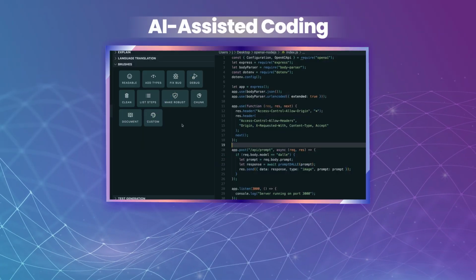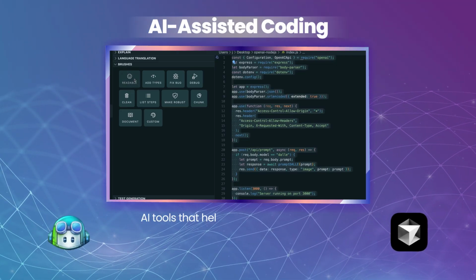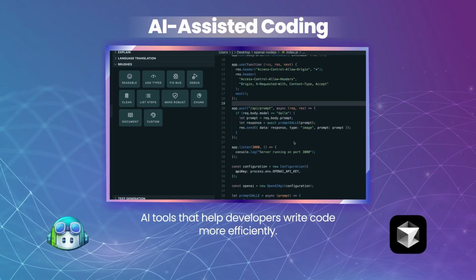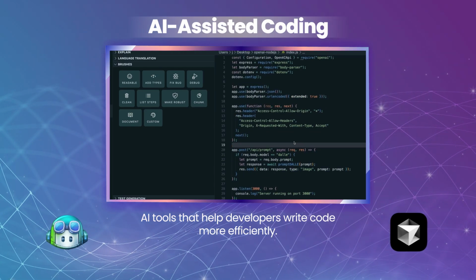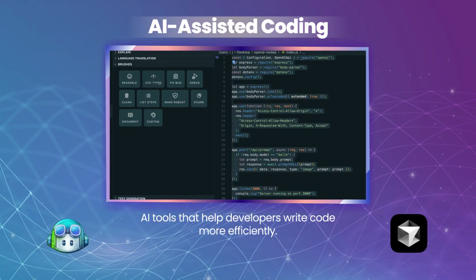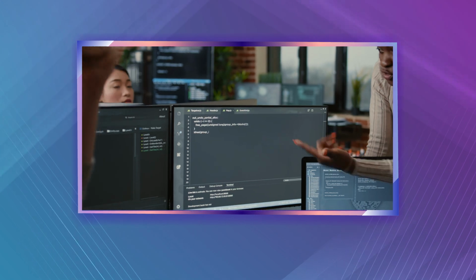AI-assisted coding. AI isn't just for apps. It's also for developers. With tools like GitHub Copilot and Cursor, you can ask AI to write parts of your code for you, drastically speeding up your development process. We'll demonstrate how these tools work, how they can help you overcome coding challenges, and how to use them responsibly. And that's just the beginning.